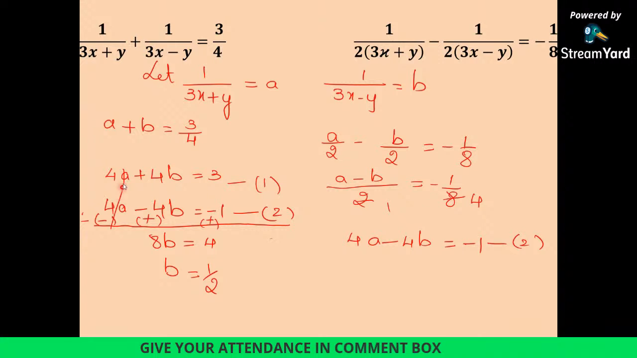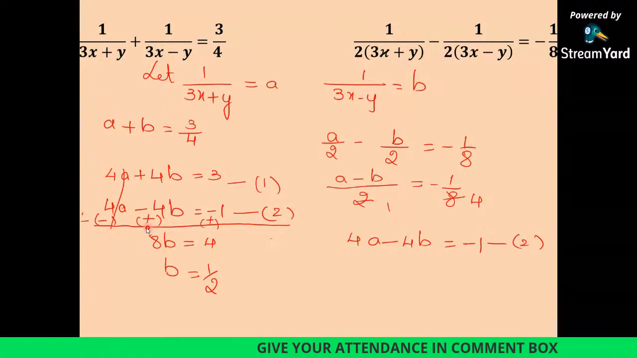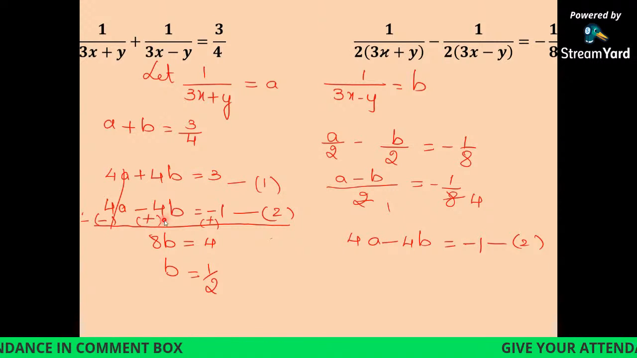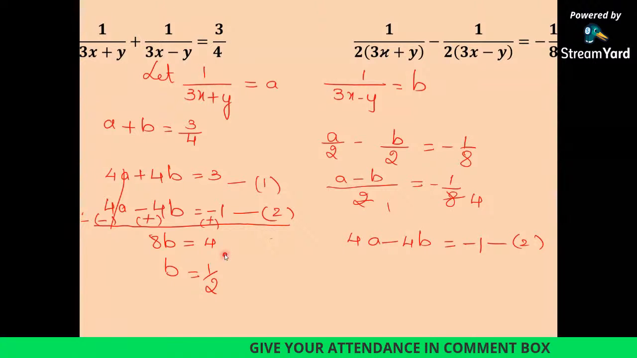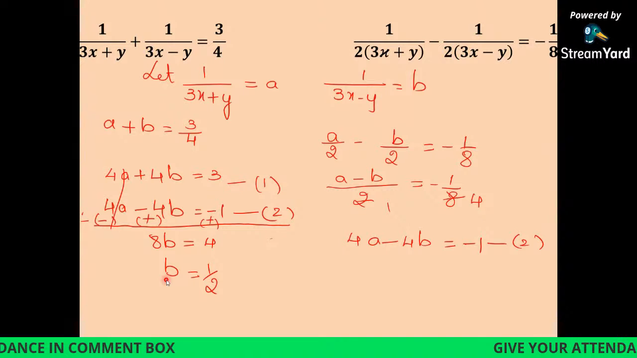Then as the coefficients are same, we have directly done the sign changing operation. Changing the signs, minus plus plus, right? These two will get cancelled. 4b plus 4b is 8b. 3 plus 1 is 4. 8b is equal to 4, therefore the value for b we got is 1 by 2.